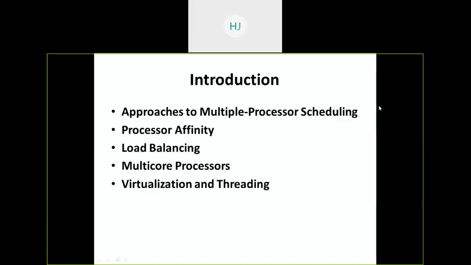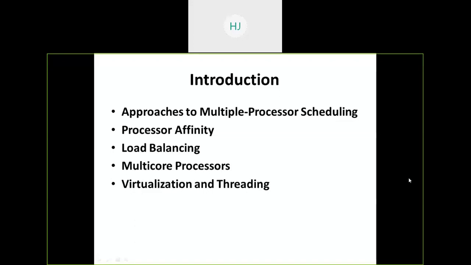Now, if the process migrates to another processor, the contents of the cache memory must be invalidated for the first processor, and the cache for the second processor must be repopulated. Because of the high cost of invalidating and repopulating caches, most symmetric multiprocessing systems try to avoid migration of processes.